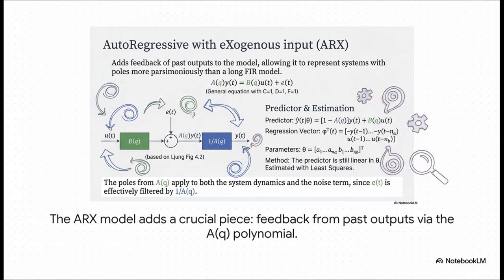Now, the ARX model. This is a major step up. We're switching on that A polynomial, the autoregressive part. Suddenly, the model has a memory of its own behavior, which lets it describe much more complex systems with feedback. But, and this is a big but, there's a catch. Notice how the noise, that E of t, gets filtered through the exact same A term? This model forces an assumption on us, that the system and the noise share the same dynamics.